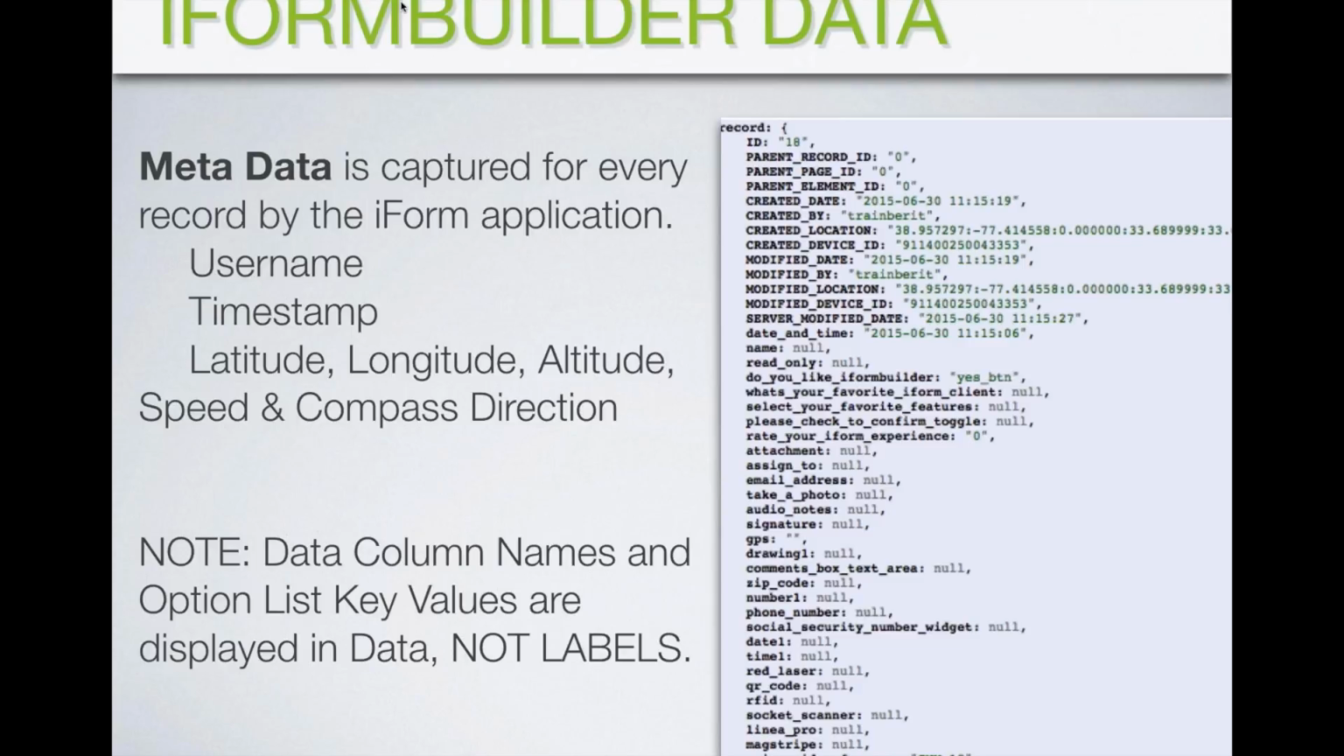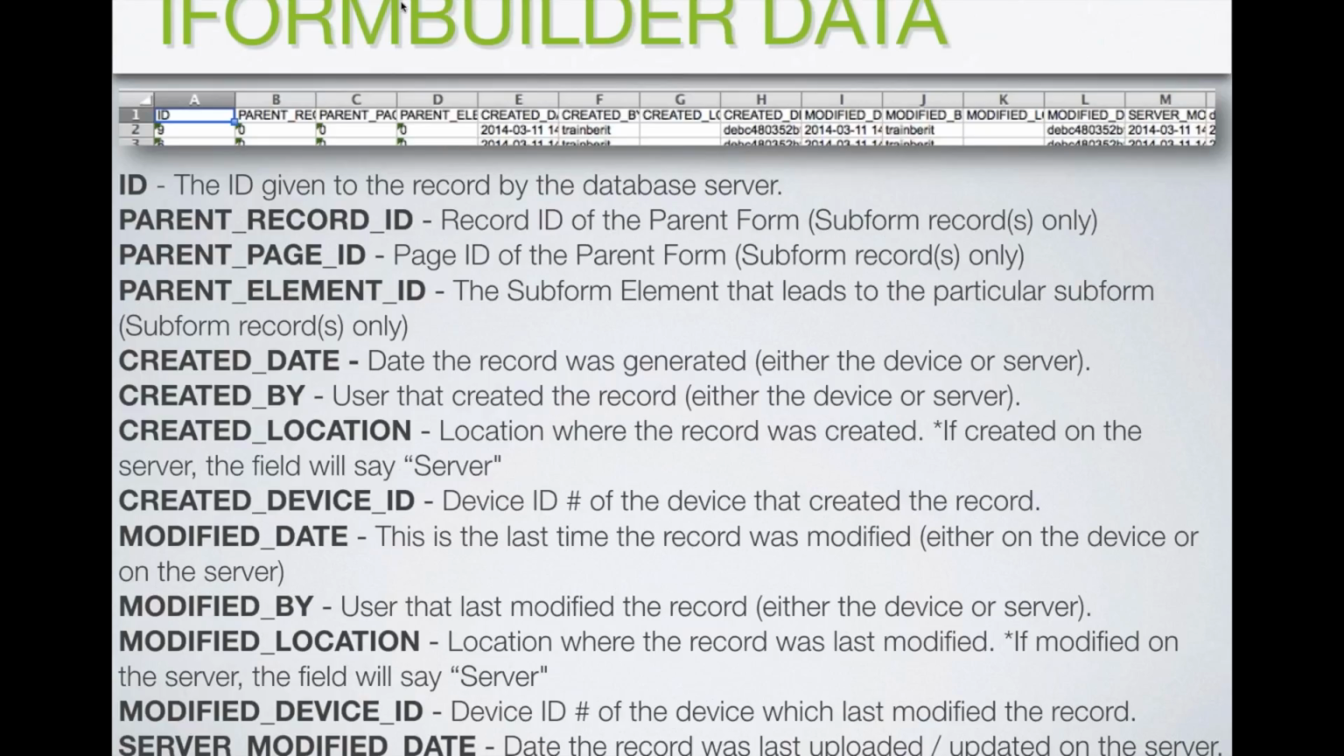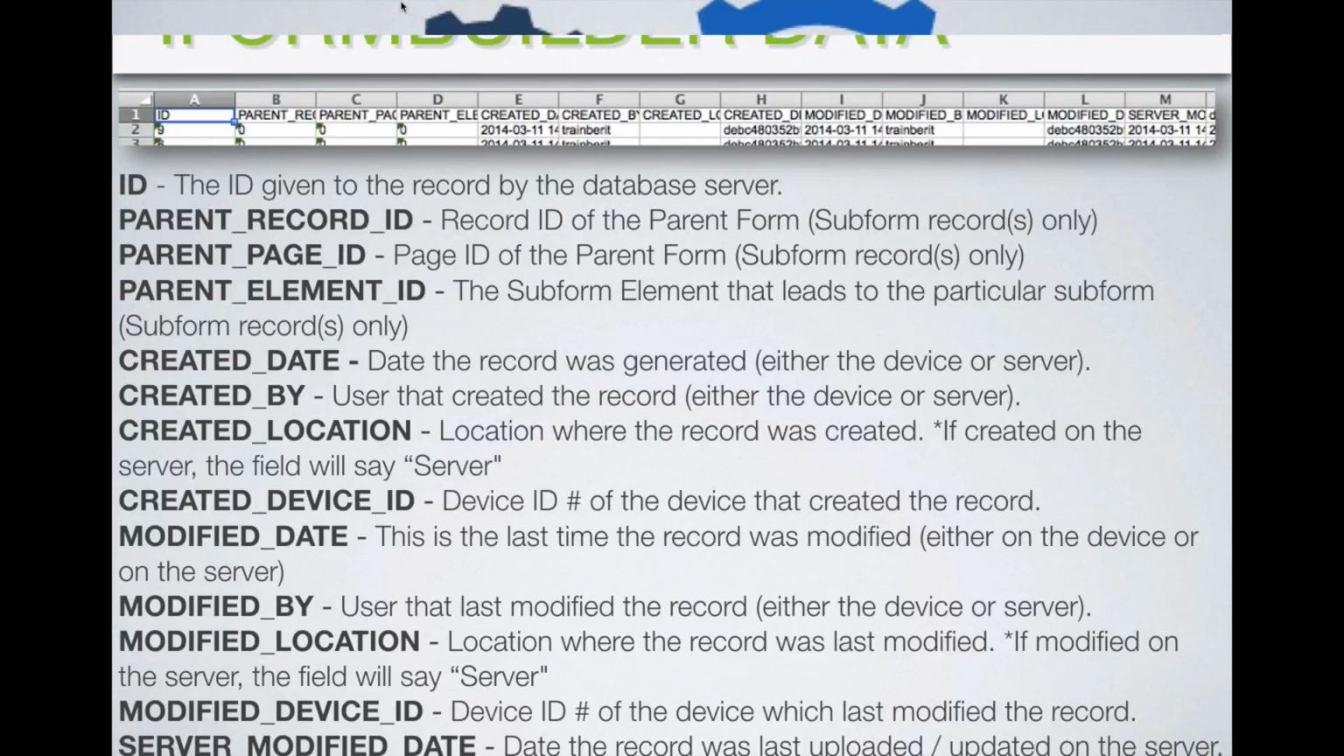So I have a quick screenshot here to show you what that metadata would look like. And if you aren't familiar with it, I do suggest you go into your iFormBuilder account, download the XLS feed, not the view, and take a look and see where you have that metadata in the very beginning, and then you have all the data column names for your data that's being collected throughout.